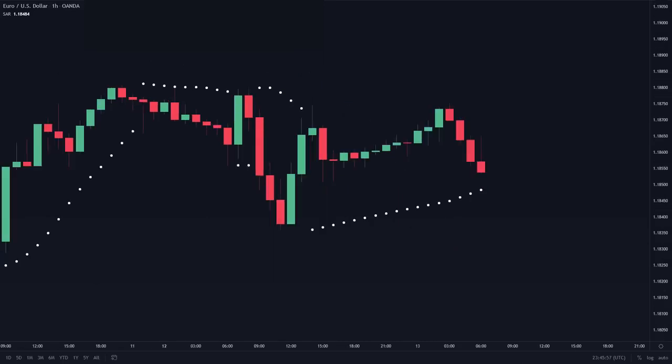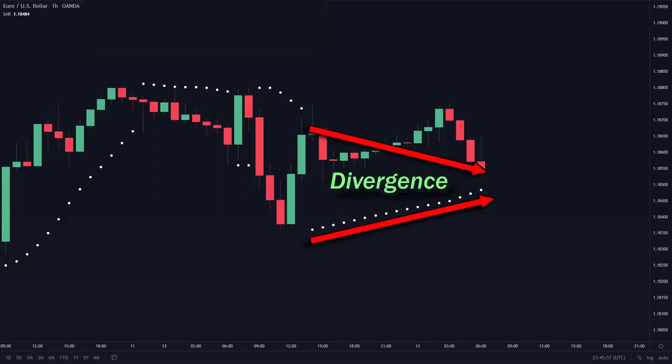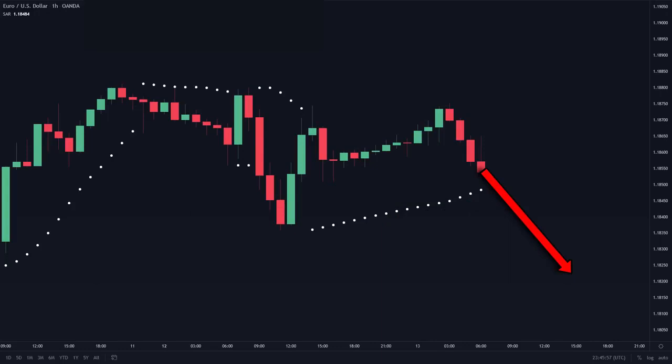Like in this example, you can see that the price goes down, but the parabolic SAR is going up. This is what's called a divergence. And usually, when a divergence has been formed, it may indicate that the trend will form a continuation, therefore giving you a possible trade opportunity.